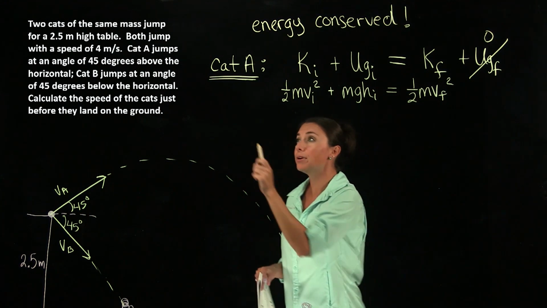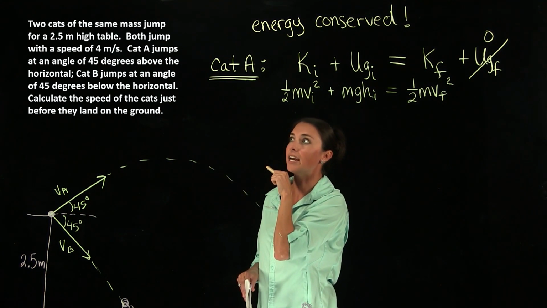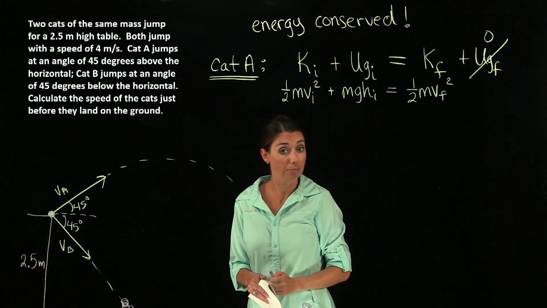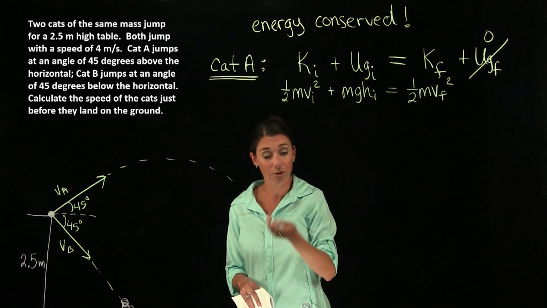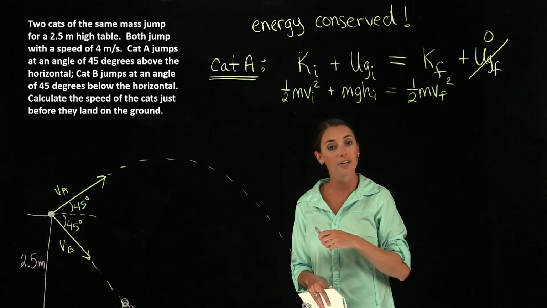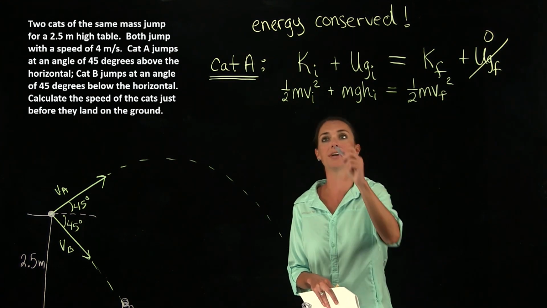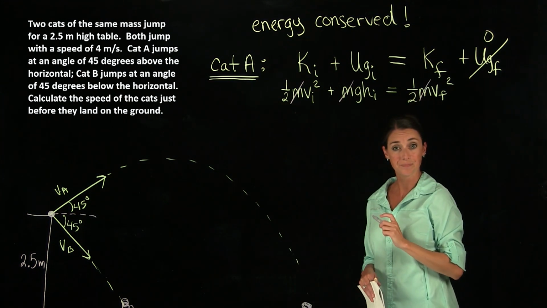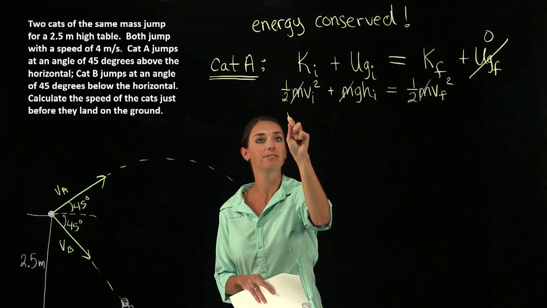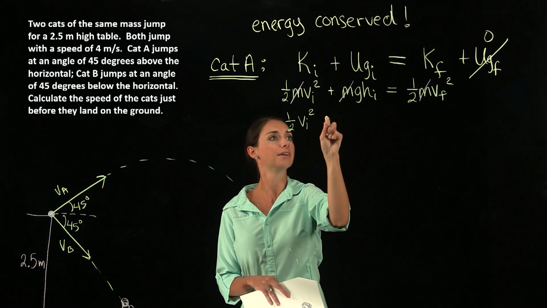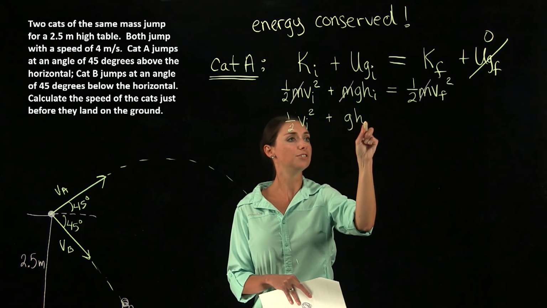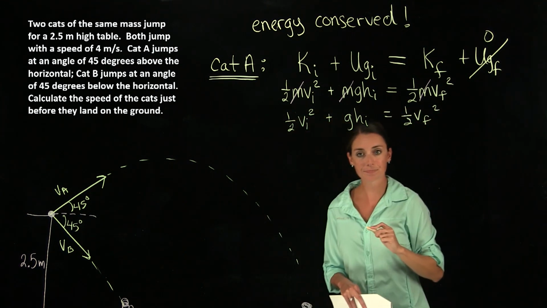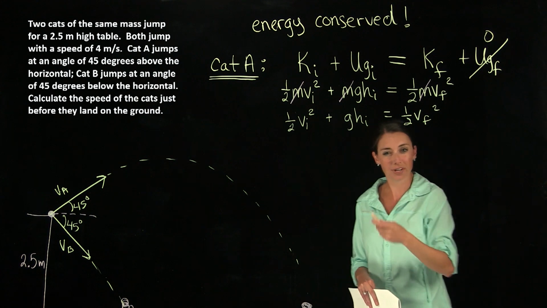If I glance at the question again, mass is not given to us. It turns out that's actually not a problem, which is a common thing you've noticed in forces, and you're going to notice the same thing reappear in energy: the mass can cancel out of this equation. So we're left with 1/2 vi squared plus ghi equals 1/2 vf squared. Okay, and we'll do the numbers in a bit.